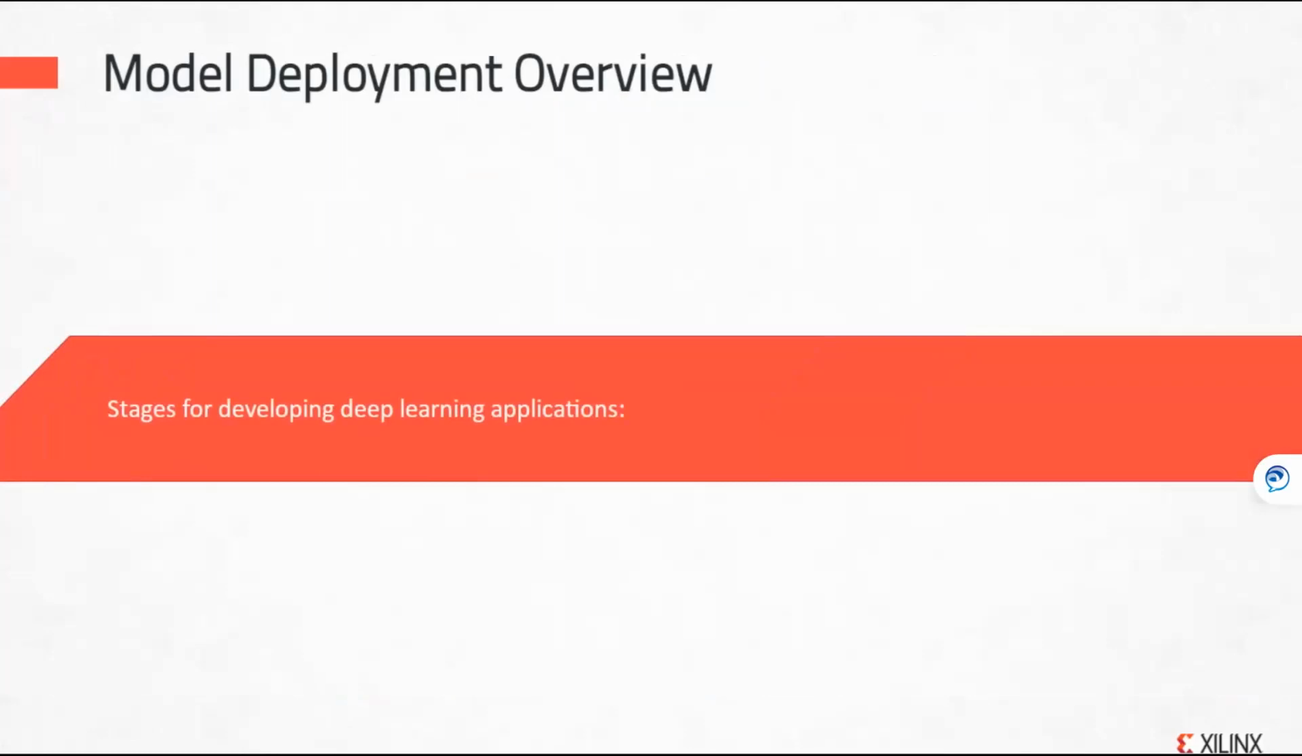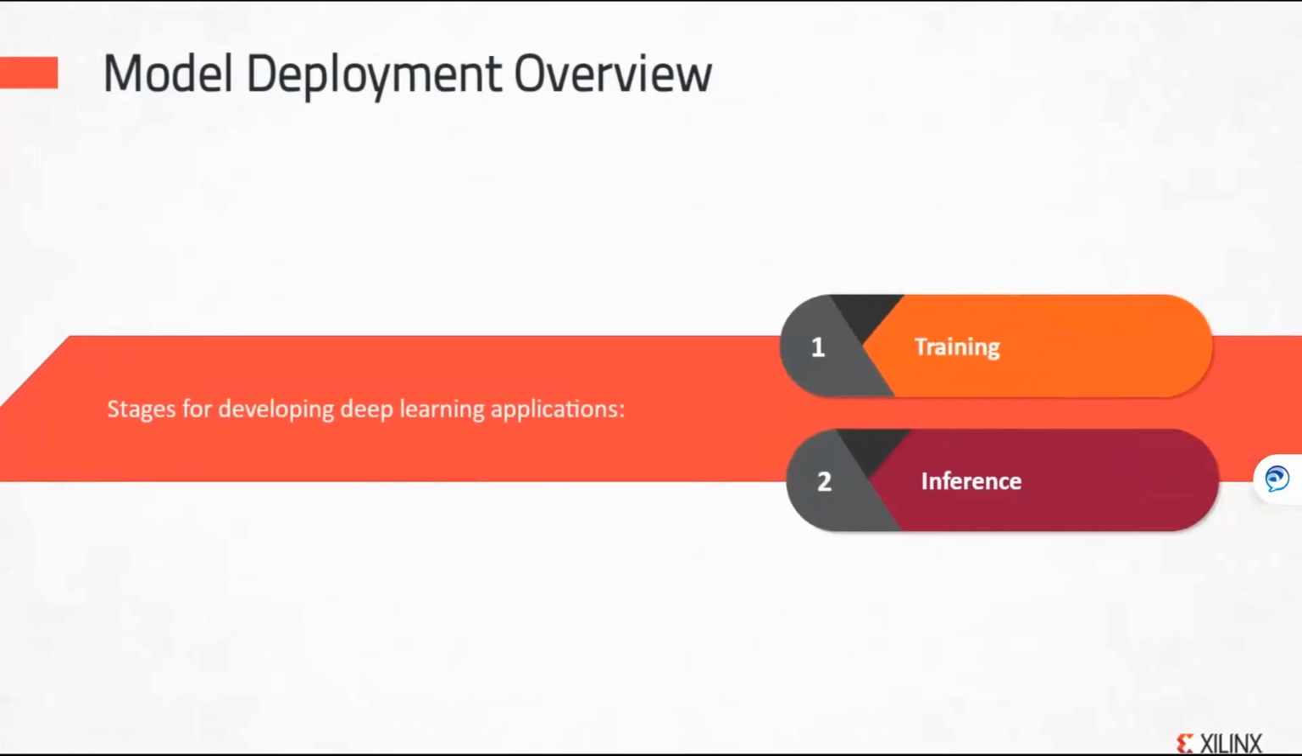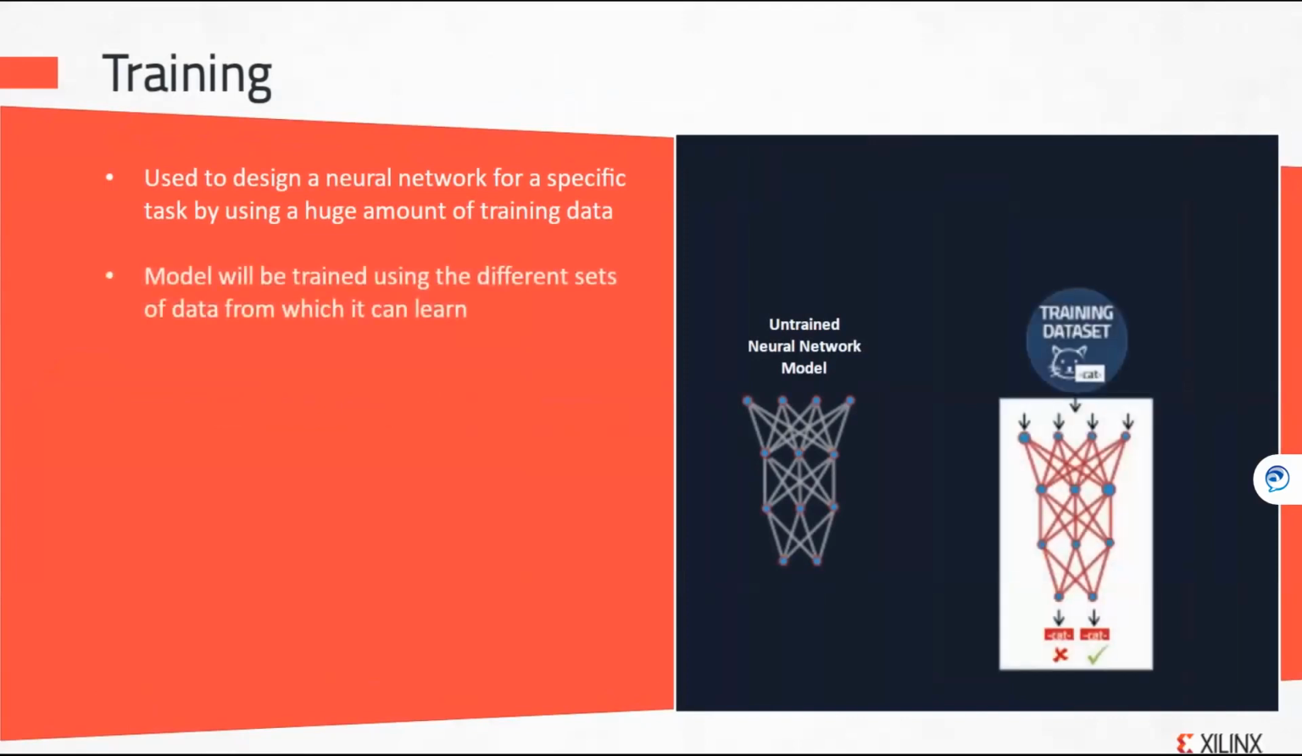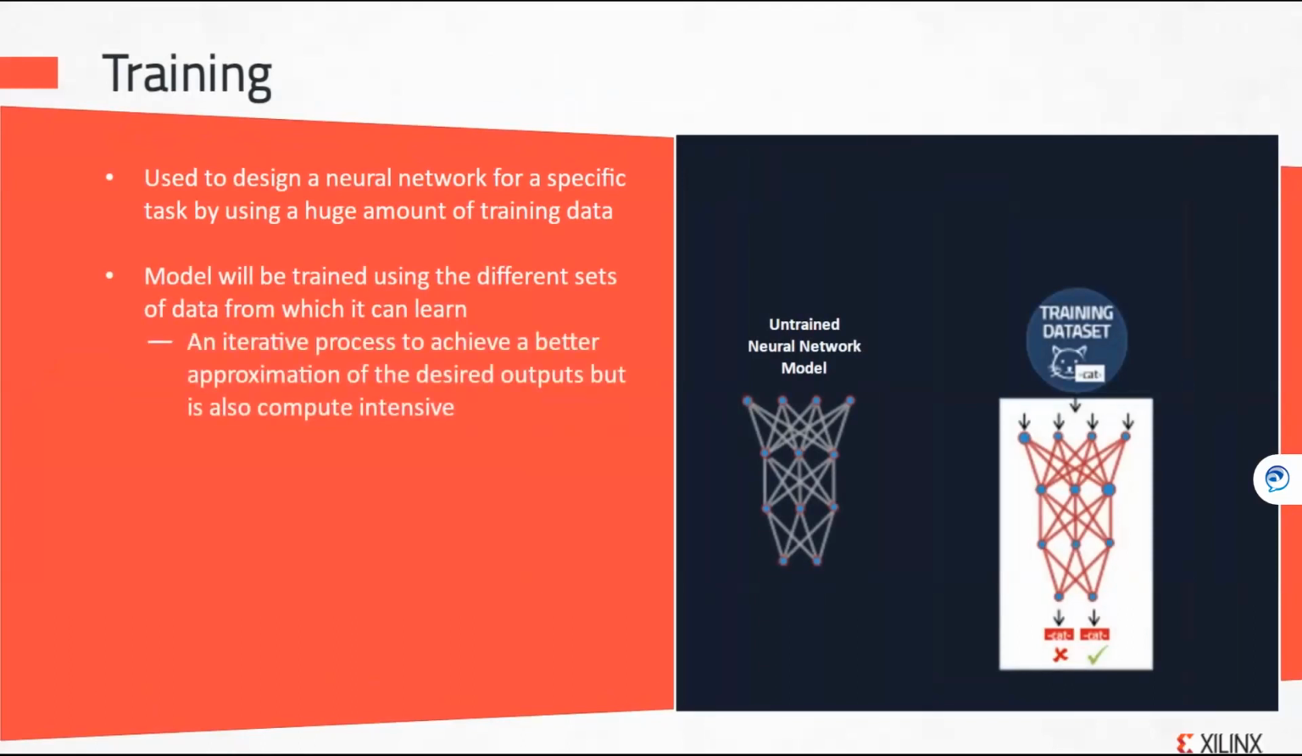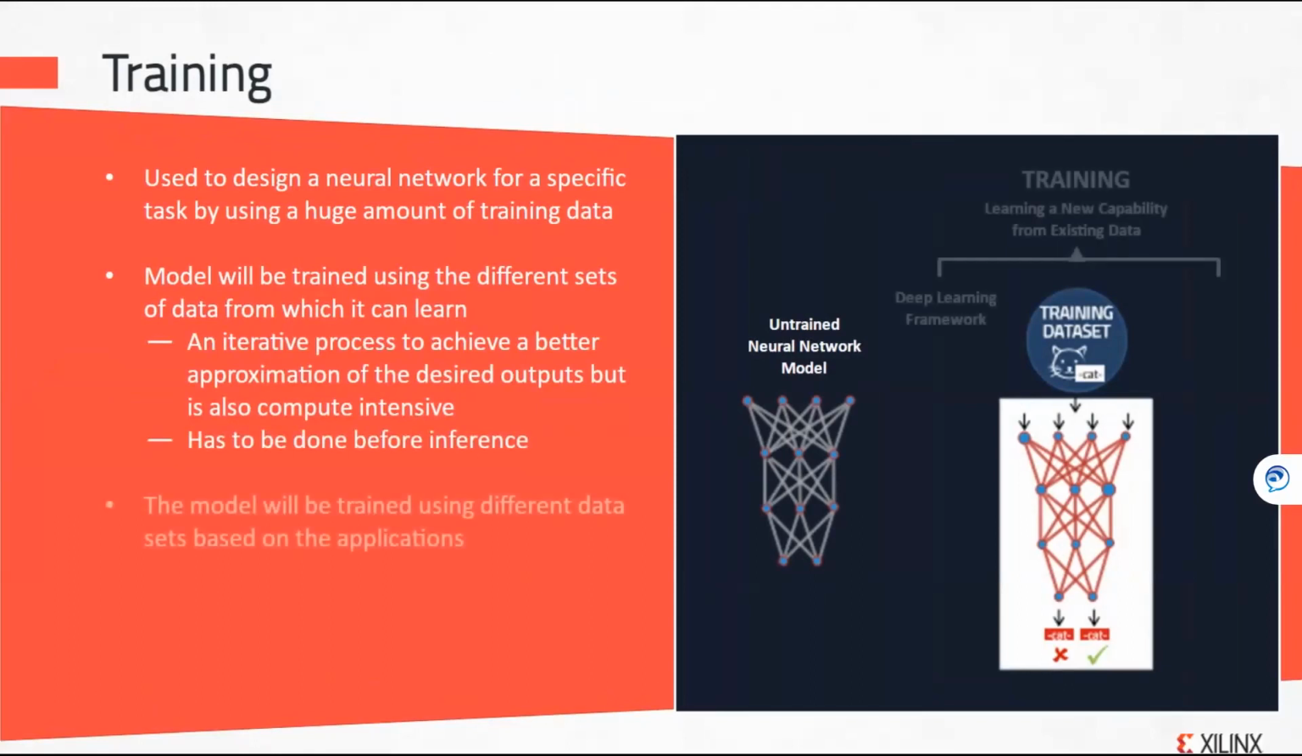There are two stages for developing deep learning applications: training and inference. Click each button. The training stage is used to design a neural network for a specific task, such as image classification, by using a huge amount of training data. In the training phase, the model will be trained using the different sets of data from which it can learn. This is an iterative process to achieve a better approximation of the desired outputs, but it is also compute-intensive. Training has to be done before inference.